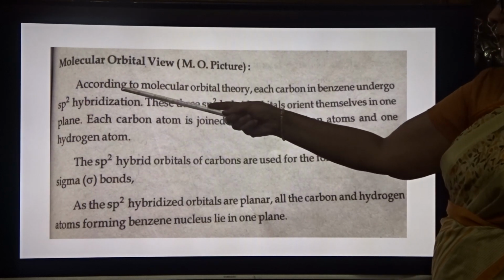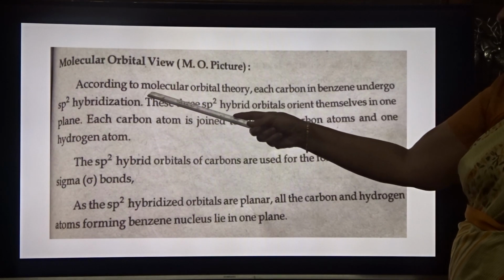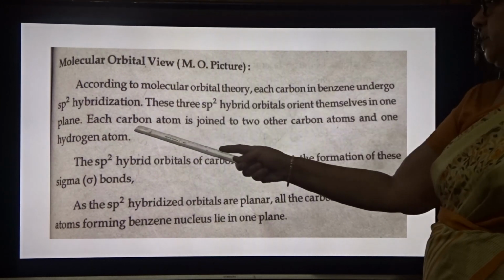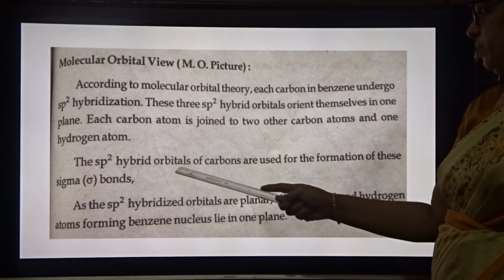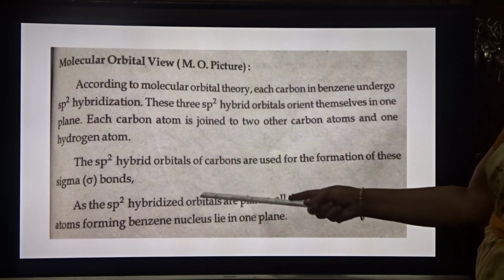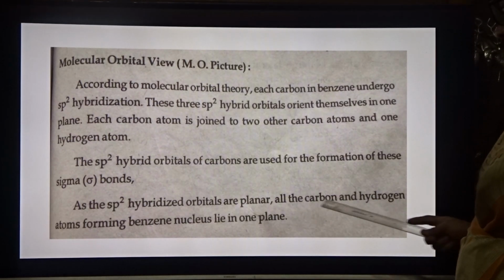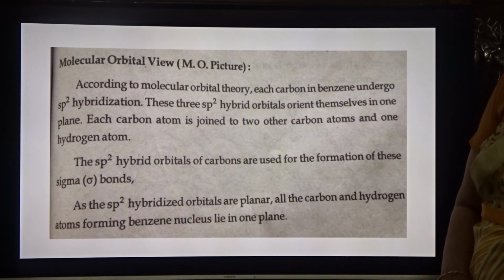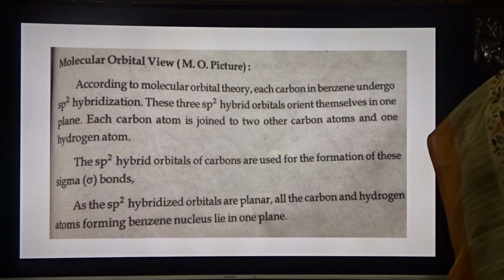According to molecular orbital theory, each carbon in benzene undergoes sp2 hybridization, which we have studied. These three sp2 hybrid orbitals orient themselves in one plane. Each carbon is joined to two other carbon atoms and one hydrogen atom. The sp2 hybrid orbitals of carbon are used for the formation of sigma bonds, so all the sigma bonds are formed by the overlap of sp2 hybrid orbitals. As sp2 hybridized orbitals are planar, all the carbon and hydrogen atoms in the benzene nucleus lie in one plane, because in sp2 hybridization the molecule is planar.